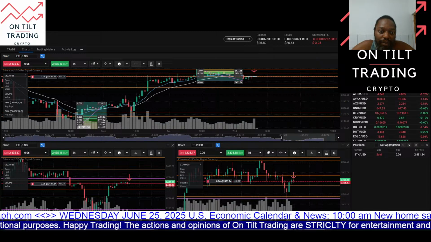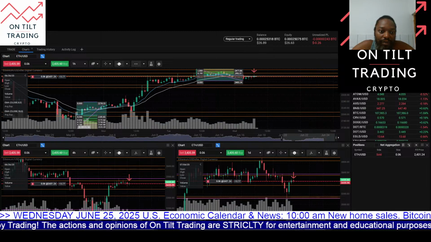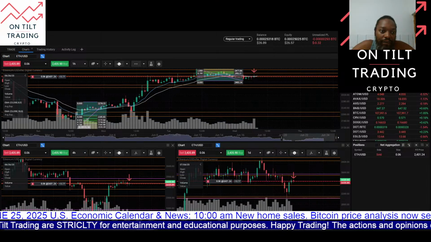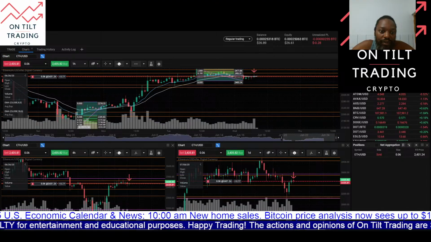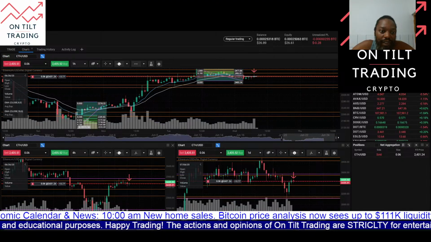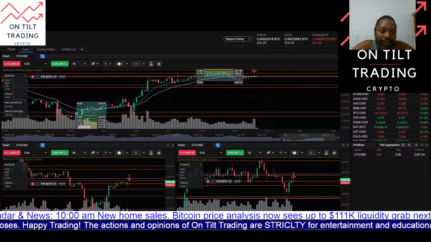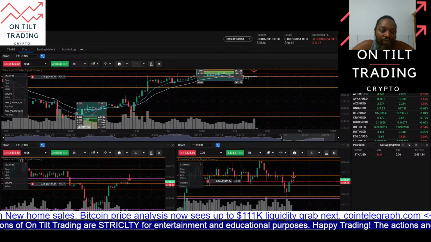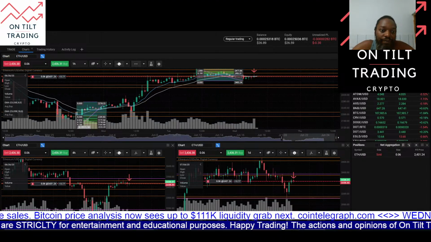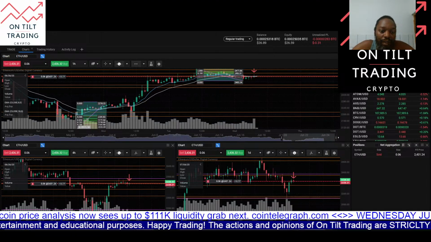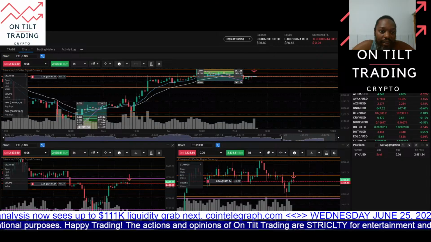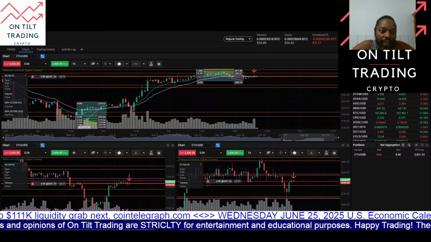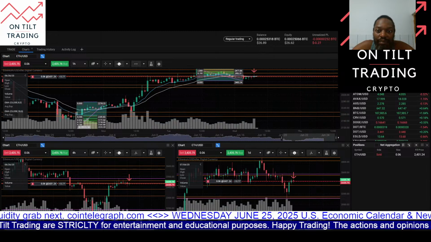So this blue line that you're seeing here, this is the 9, and this white line that you're seeing here, this is the 18. These are exponential moving averages. And with the 9 above the 18, I'd be looking for longs. With the 9 below the 18, I'd be looking for shorts.